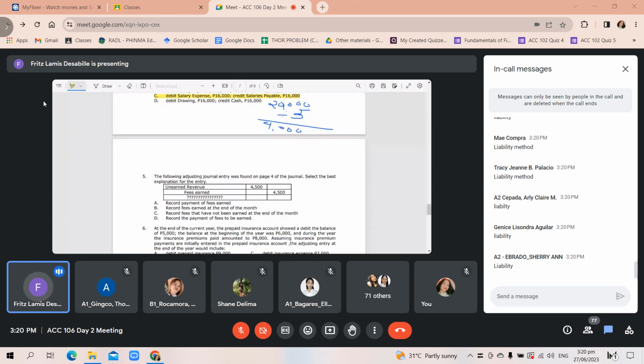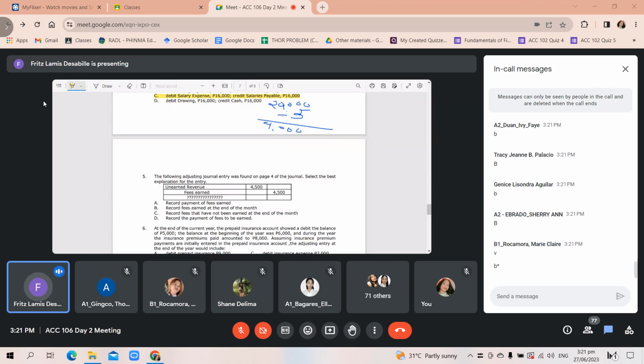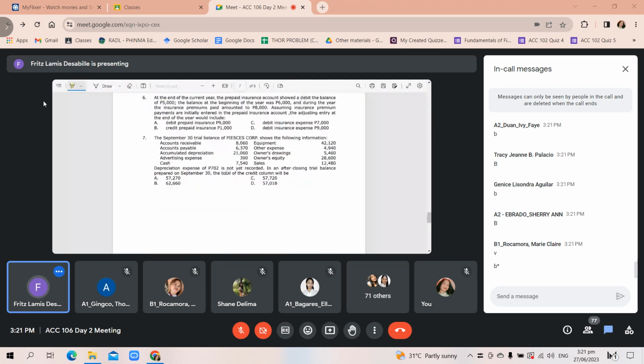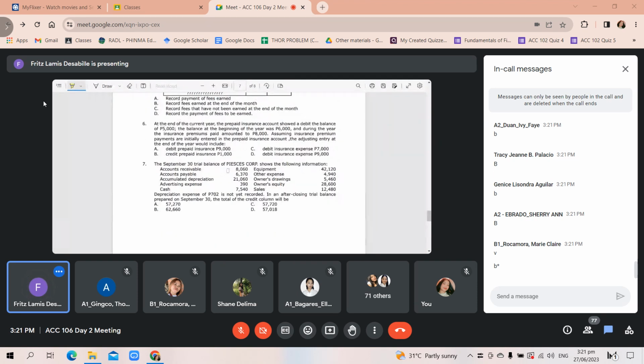Okay, so what's the best description for number 5? Letter what? Letter B, no? Correct. So record fees earned at the end of the month. Again, kaning adjusting entry because you use the liability method. So number 6. Kapit na ta guys.